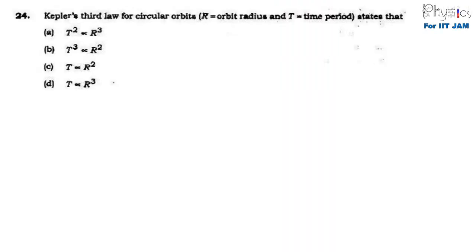Okay. So here is our next question. Kepler's third law for circular orbits states that option A, T square is proportional to r cube. Option B, T cube is proportional to r square. Option C, T is proportional to r square. Option D, T is proportional to r cube.